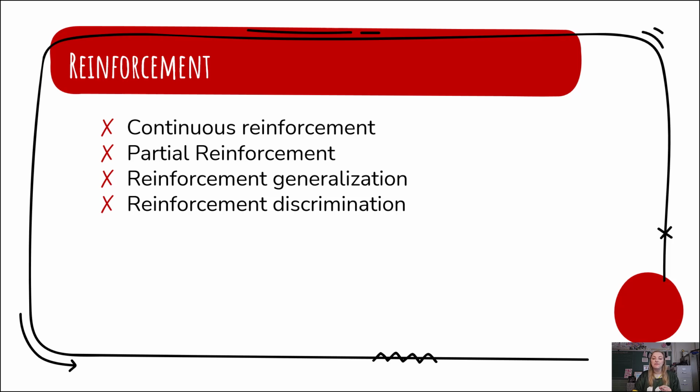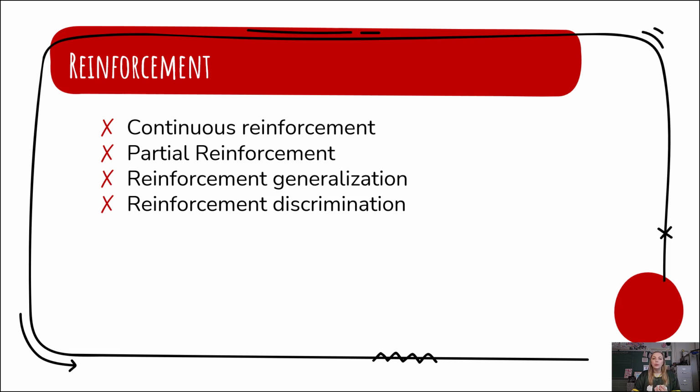This schedule is effective for quickly establishing new behaviors, but it's also more susceptible to extinction if reinforcement stops. Partial reinforcement is when the behavior is only reinforced some of the time, not every time. There are different types of partial reinforcement, which we're going to talk about on the next slide, like fixed ratio, variable ratio, fixed interval, and variable interval.